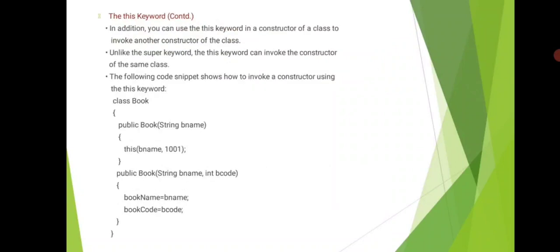Okay, so similarly, this is also used to call the constructor. Previously I told that the super keyword is used to call the constructor, right? That is, we use the super keyword to call the superclass constructor in the subclass. So similarly, this is also used to call the constructors in the same class. We can call one constructor inside another constructor using this keyword in the same class. In addition, you can use the this keyword in a constructor of a class to invoke another constructor of the class, right?